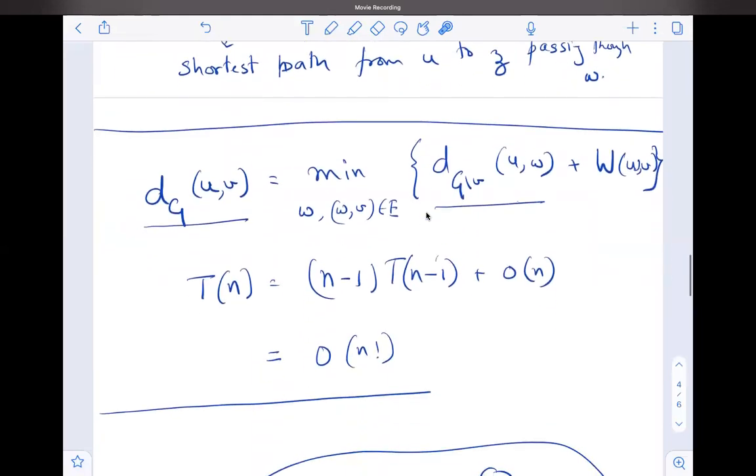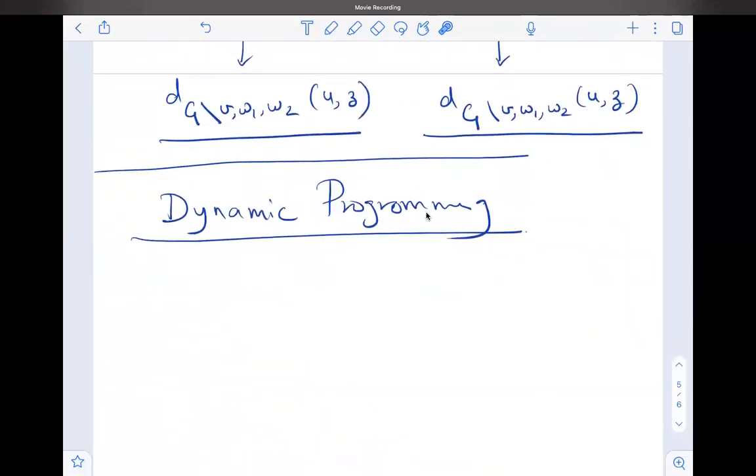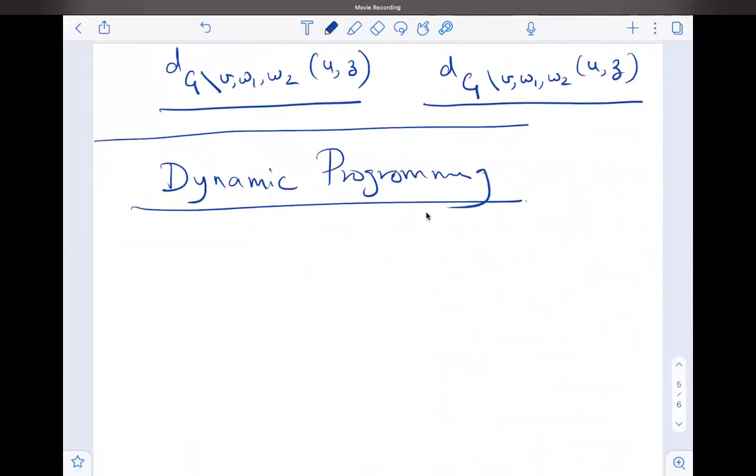And what are the leaves in some sense? Here, what are the leaves? It is the distance between u and w, where w is in the neighborhood of u. That's the smallest computation. Can I find the shortest distance between u and w when there is an edge from u to w? Of course I can, right? Can I? What do you guys think?